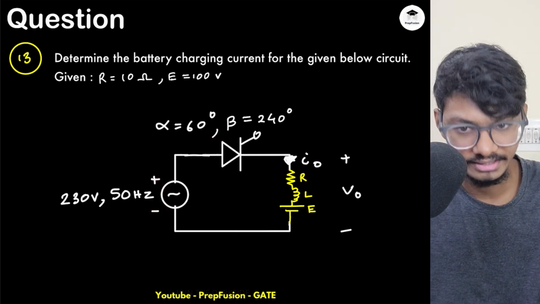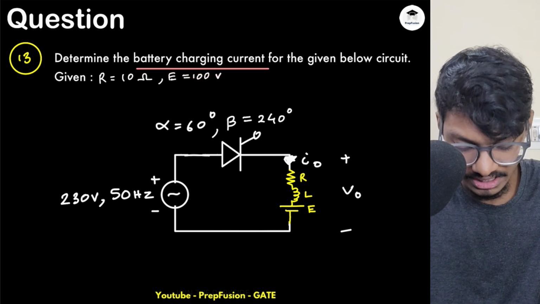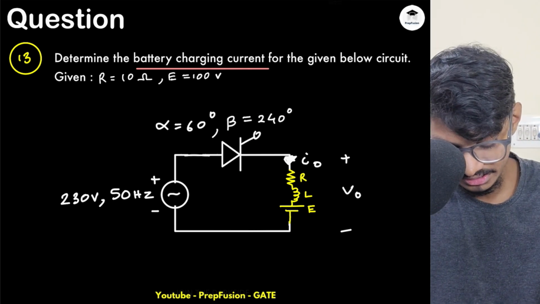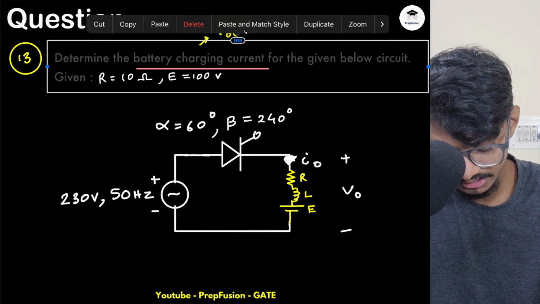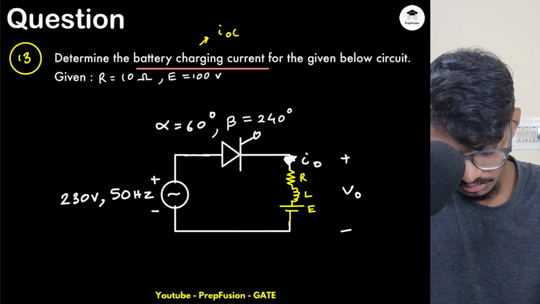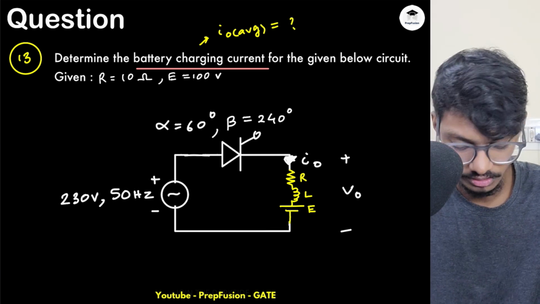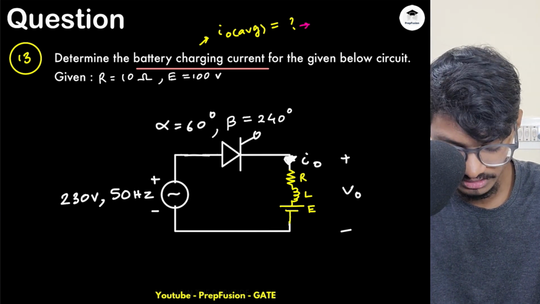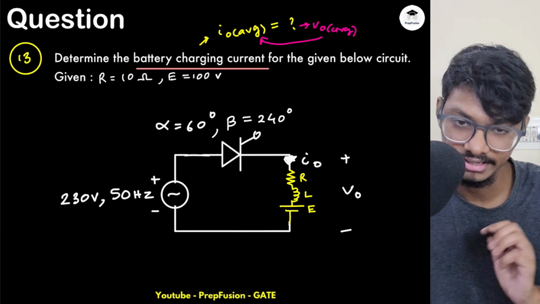Now what do I mean by battery charging current? Battery charging current, because a battery charges only through DC current, right? So here my battery charging current will be IO average. Basically the current they are asking is the DC current, IO average. So how do I find out IO average? First of all I will find out VO average, and from there I will find out IO average. That is exactly what I will do.